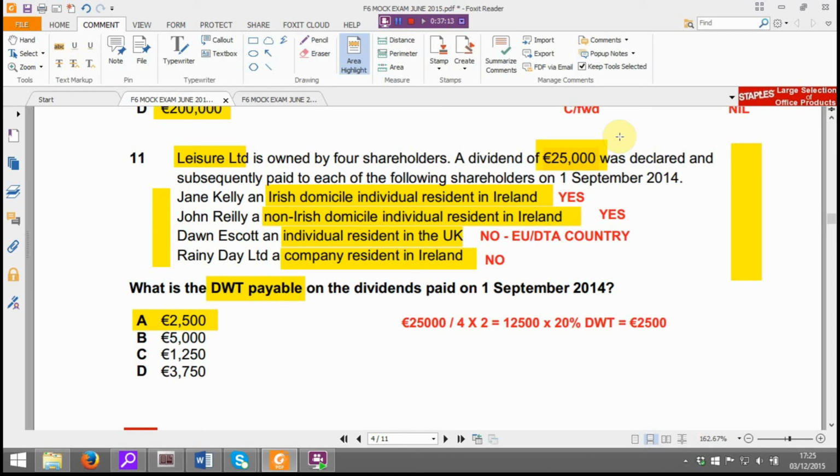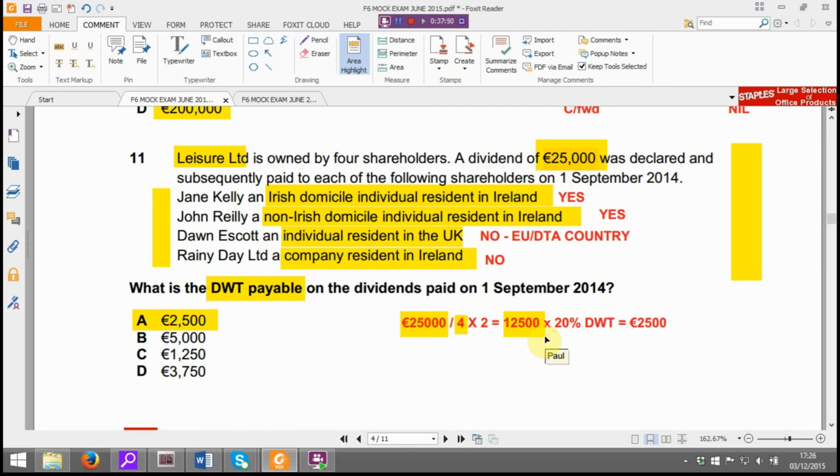Is it gross or net, etc., etc. So really what I've done here is said that, if we have 25,000 being effectively paid out, we're taking that as a gross amount. Now, if there are 4 individual shareholders, then in effect we divide that by 4, okay, and multiply it by 2, giving us the gross amount of the dividend. Okay, so in this instance here, we're effectively saying that we have a gross amount of 12,500.